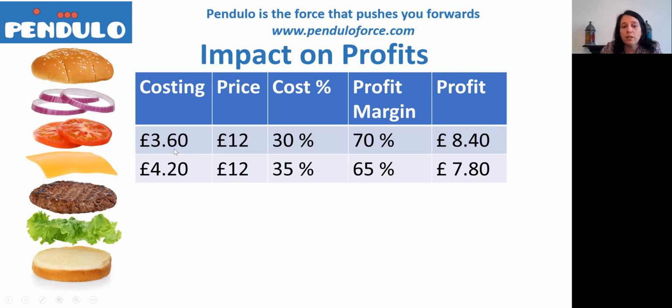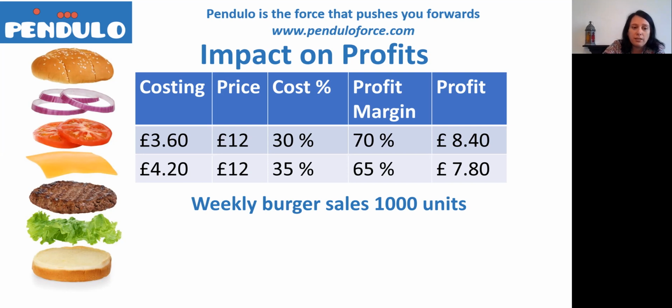So as you can see in the first one, our cost will be 30% and our margin will be 70%. So in terms of monetary figures, £8.40 will be our profit in the first case. And then something goes wrong and our costing increases to 4.20. And what that makes is our cost has increased to 35%. So in one burger, we will take only 7.80. So this is one burger, and we lose 5%, and that's in percentage. But let's see how much we really lose.